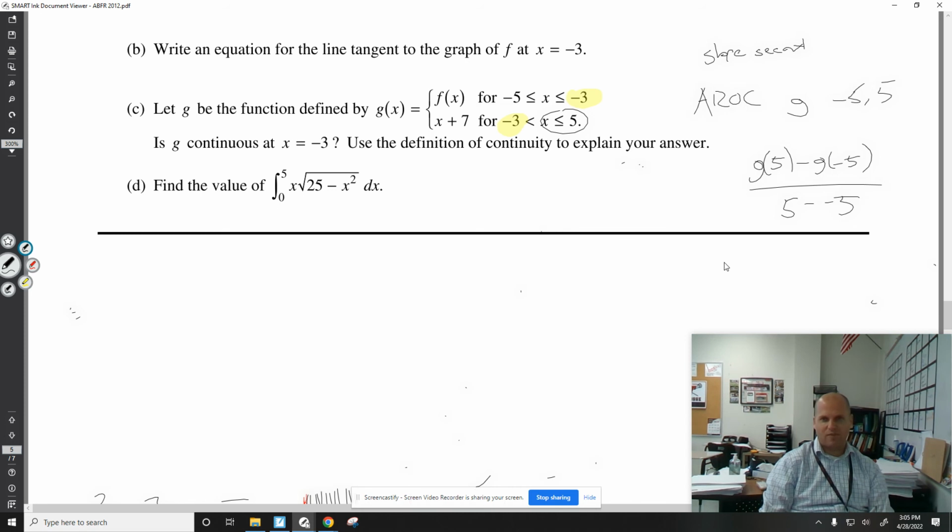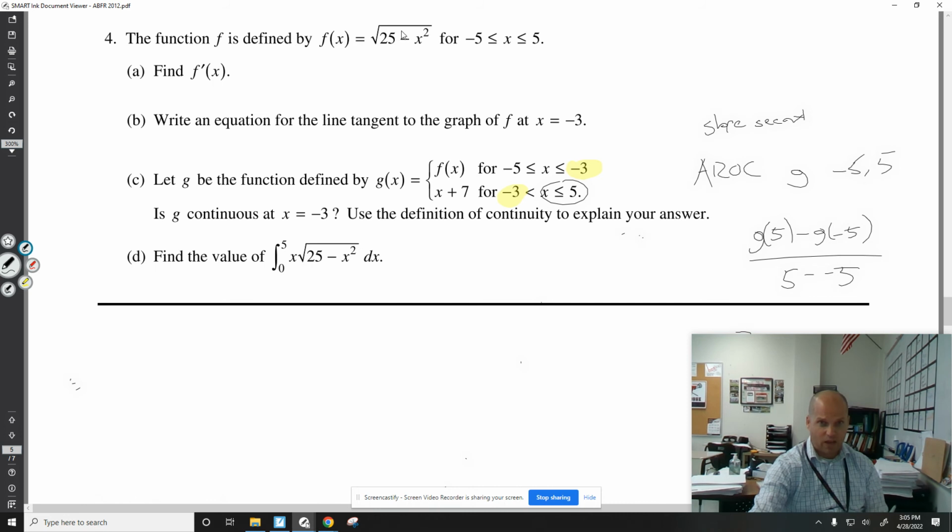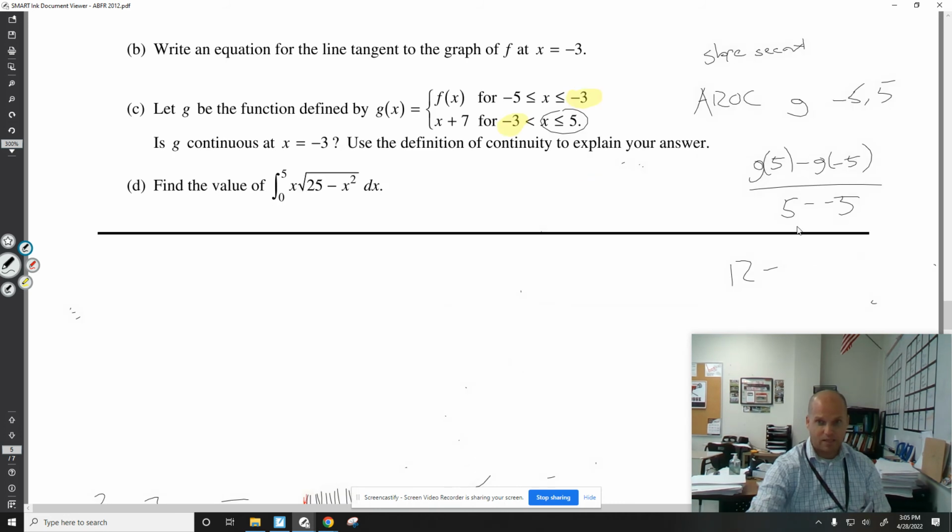So G of 5 is 12. G of -5 is f of -5. F of -5 ends up making this 0. And then 5 minus -5. So you get 6/5. So there's another type of question.